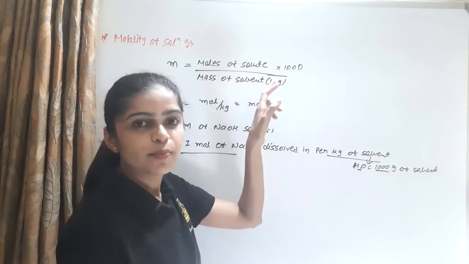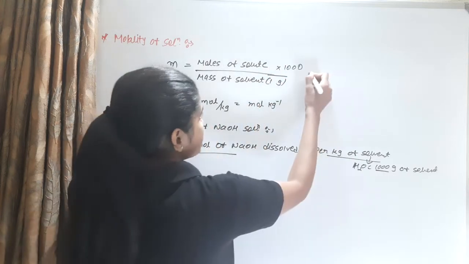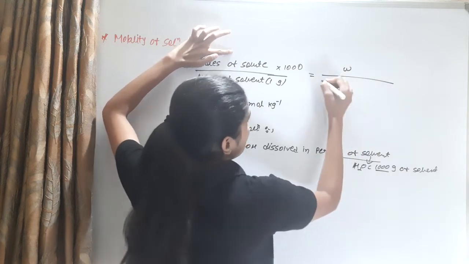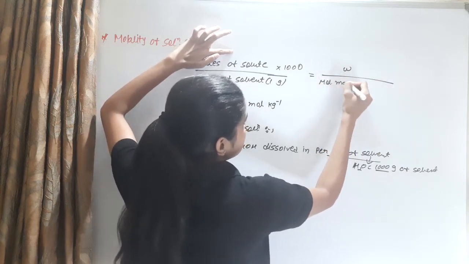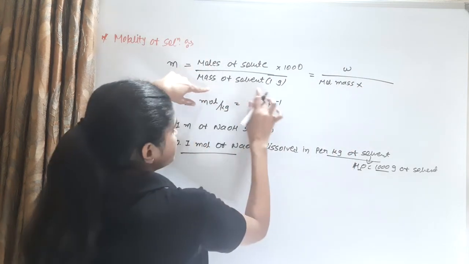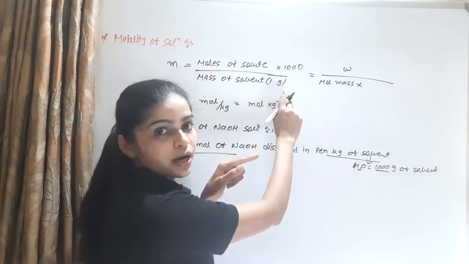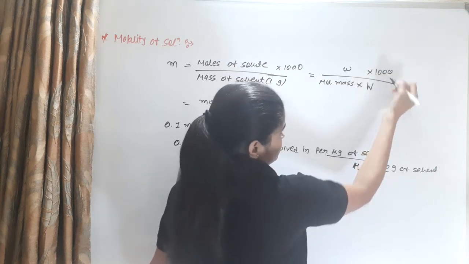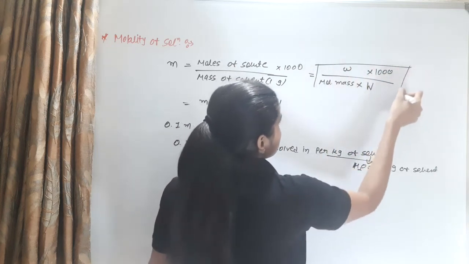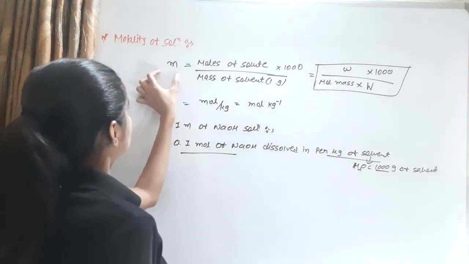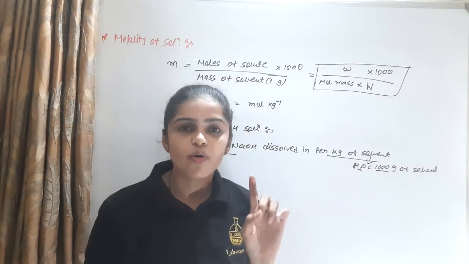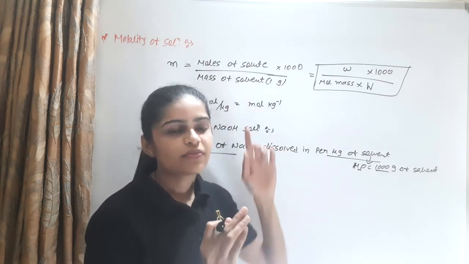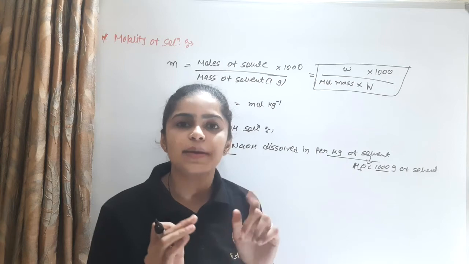Moles of solute is equal to weight upon molecular mass. So moles of solute is converted into small w upon molecular mass, multiplied with 1000 over the mass of solvent in grams. So that is the term of the molality. That is the difference between the molarity and molality. Molality is denoted by the small m, whereas molarity is denoted by the capital M.